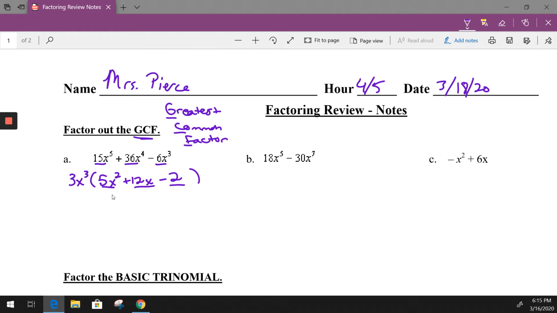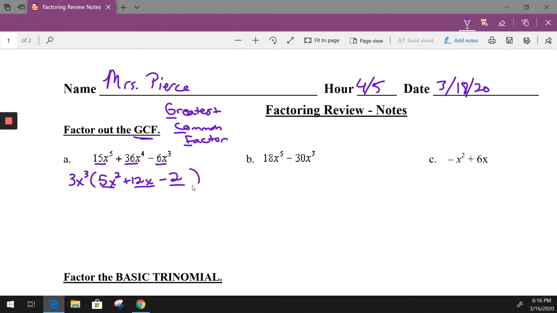The next thing that you want to ask yourself is, is there anything else that all 3 of these terms in the parentheses have in common that you could factor out? So 5, 12, and 2, no, the only common factor between them is 1. And you've got your x squared, x here, but there are no more x's in the 3rd term, so they do not have any more common variables either.